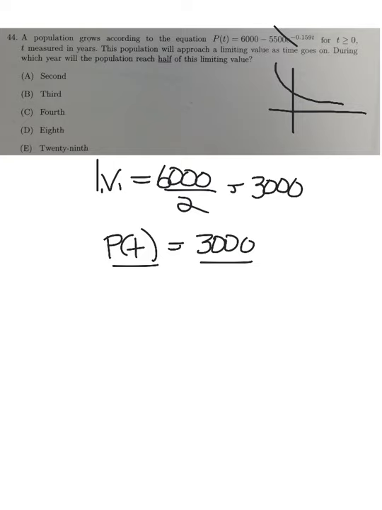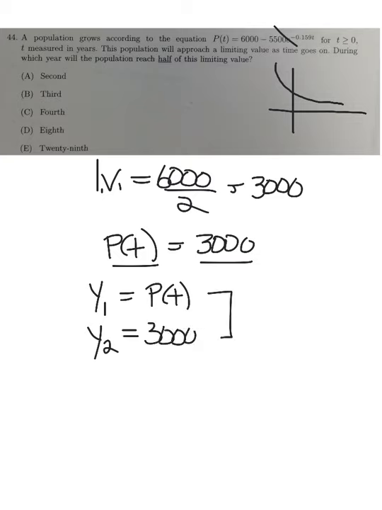Well, this is a calculator question. So if I were you, in my Y1, I would plug in the P of T equation. In my Y2, I would plug in 3,000. And then from here, I would do second calc intersect. Okay, so second calc intersect. I'm going to give you some time to do that.